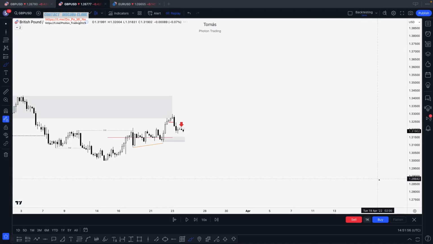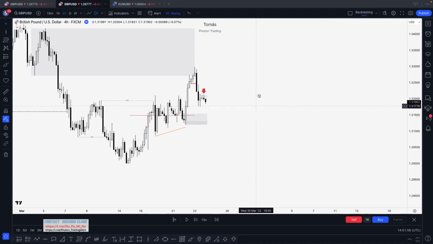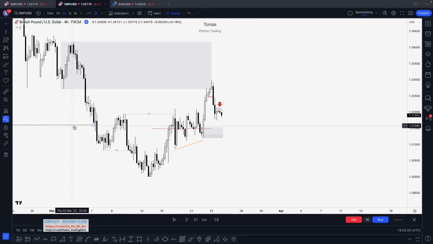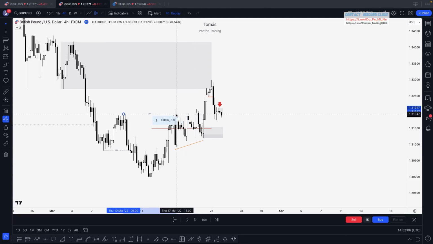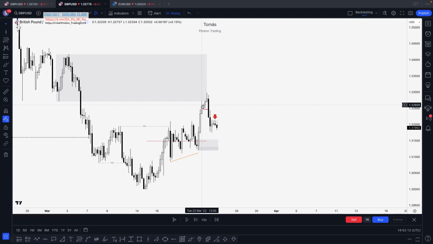So let's see what happens on H4. On the H4 we can see that daily boss bearish, then H4 boss bullish. The boss is here. I just mark here because it's clean, but you can just extend. So H4 boss bullish, pullback happens.